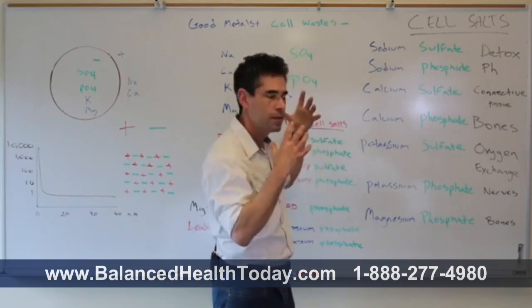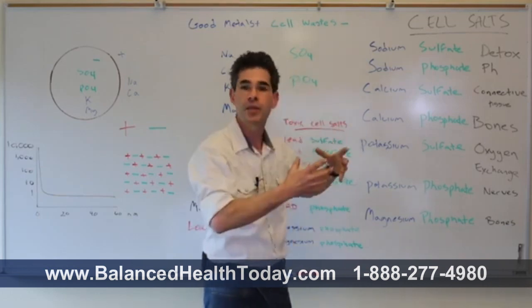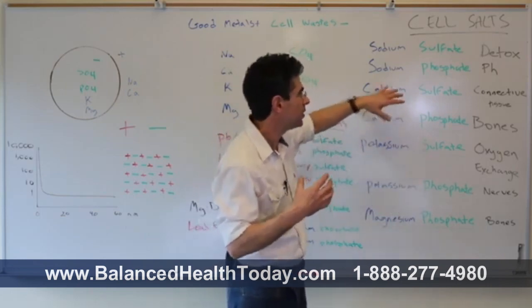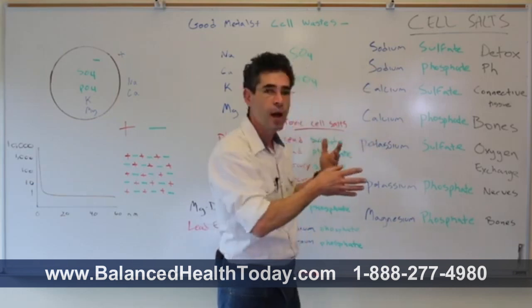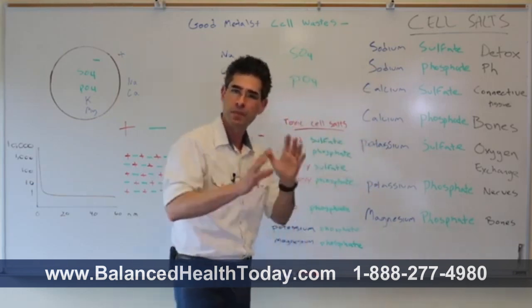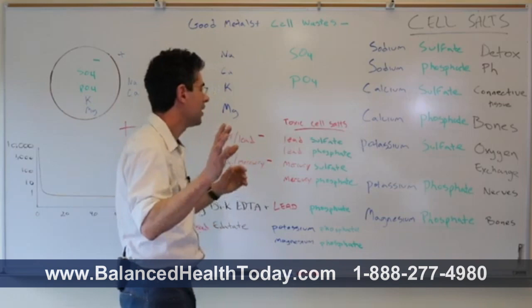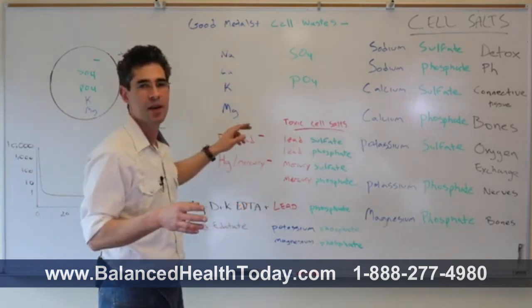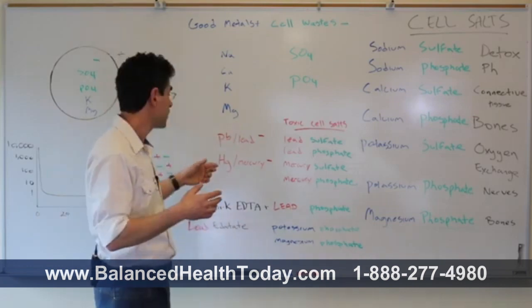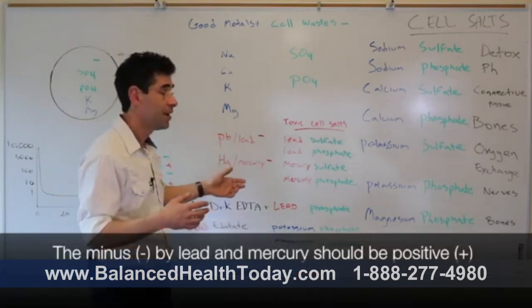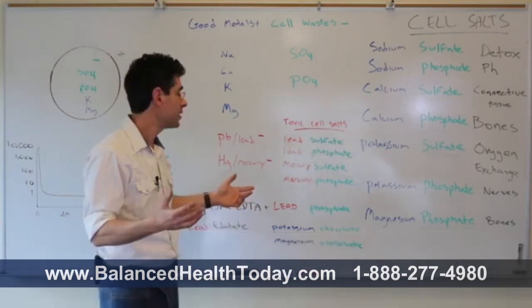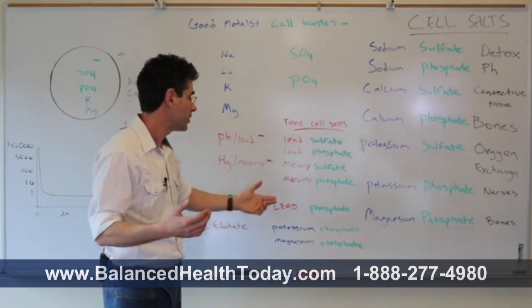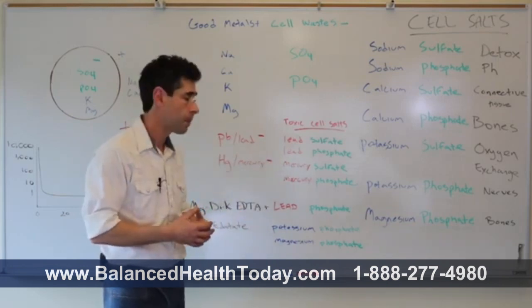The body uses the ones that aren't soluble to form the permanent structures like the bones, the teeth, and the connective tissue, and the others have jobs where they can move around where they need to. So far, everything's working great. The trouble is, these aren't the only metals in the environment. There are also toxic metals like lead and mercury, and they can make toxic cell salts, like lead sulfate or lead phosphate or mercury sulfate or mercury phosphate.